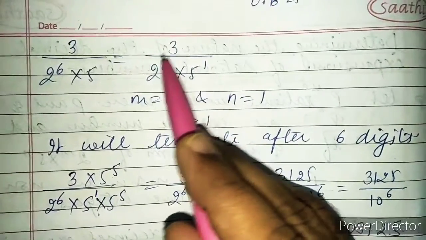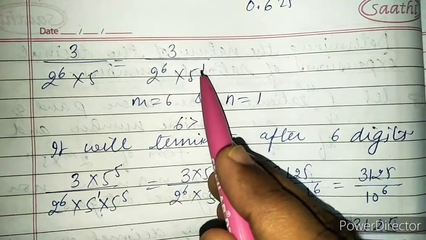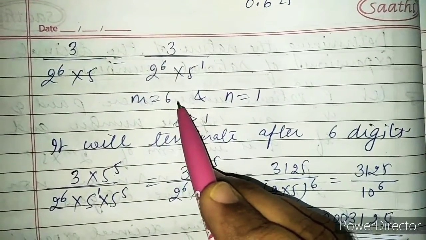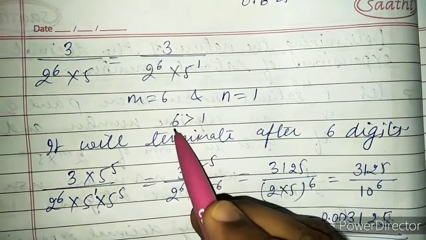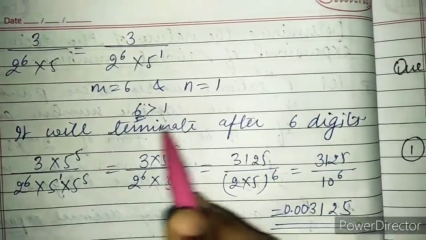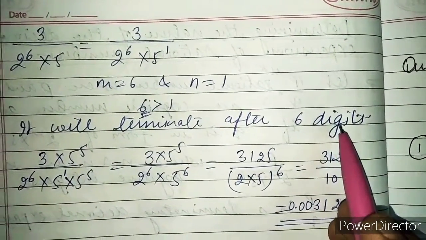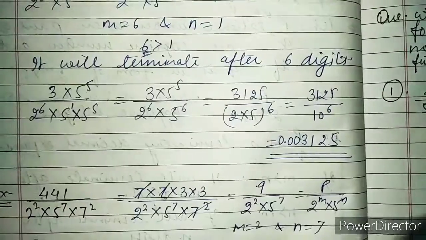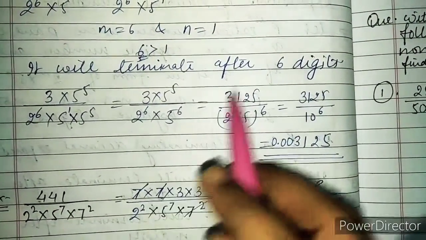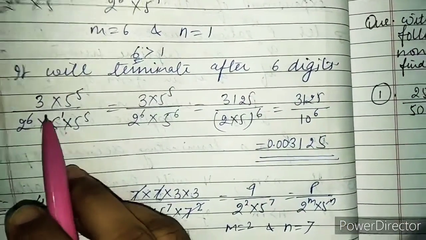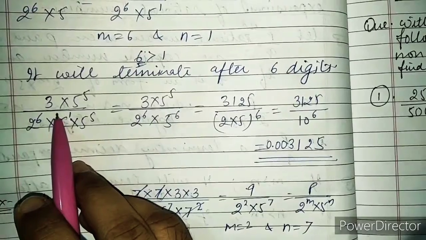Now see that 3/2 to the power 6 into 5 to the power 1. m is 6, n is 1. Which is greater? m is greater. So after 6 digits the decimal expansion will terminate. It will terminate after 6 digits. Now one more question arises, that after how many digits? 6 digits it gets terminated. One more question is, write the decimal expansion of the same.